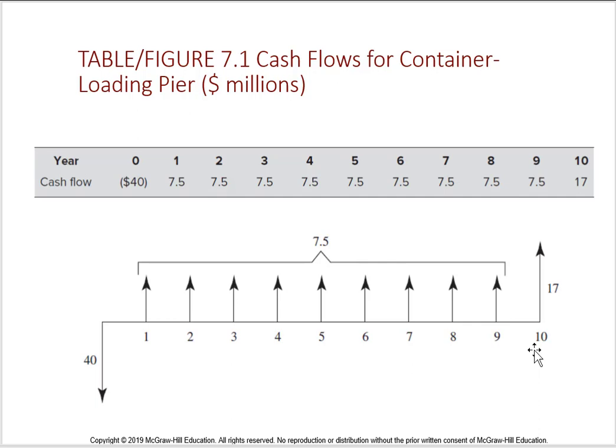Now, this timeline can be very important for some more complicated problems, but this is the way a typical project will look. A couple of things to keep in mind. This $40 is a negative value, because we're going to spend $40. You can see it's negative up here. And it happens at time 0. Time 0 is today. And obviously the cash flows then occur every year for 9 years of $7.50 and then $17 at the end. That is a typical kind of project.